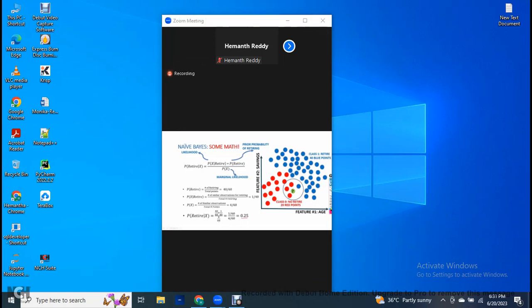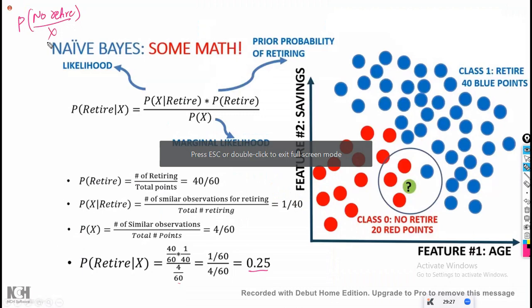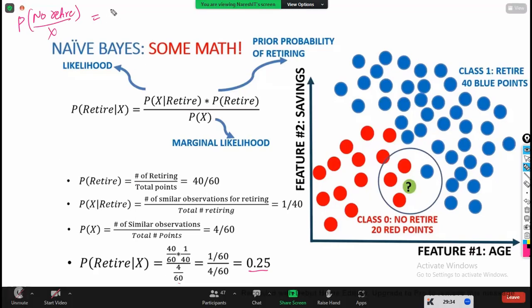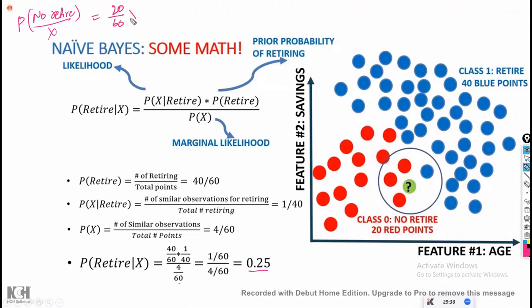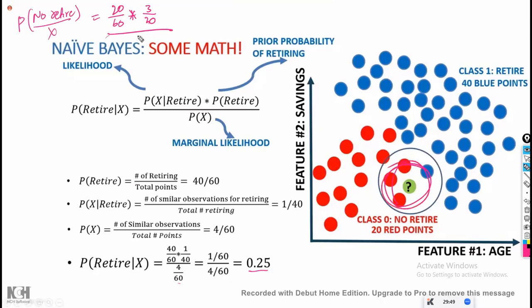Now tell me, what is the probability of being as a red data point, that is not retire, with respect to X? With respect to the first, the prior probability. What is the prior probability? The prior probability is 20/60, into the likelihood. What is the likelihood? The likelihood is 3 by 20. Divide by total, how many points have you considered? 4 points. 4 out of 60.